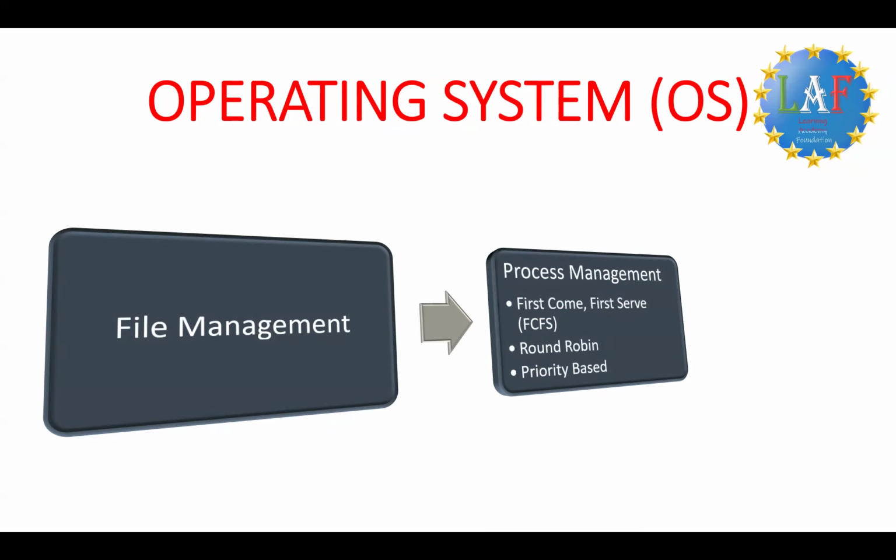For example, first come, first serve is simple and fair. Round robin is time slice multitasking, and priority based is urgent tasks where urgent tasks go first by priority.